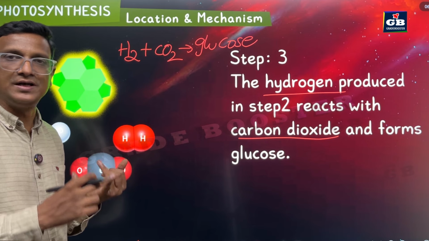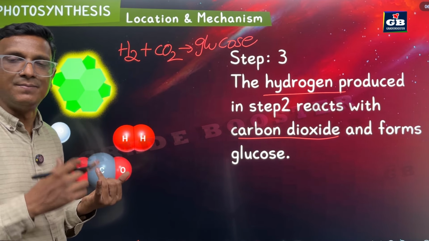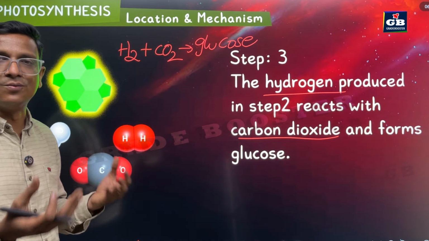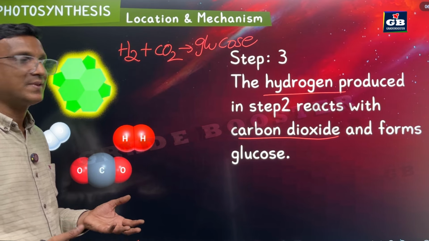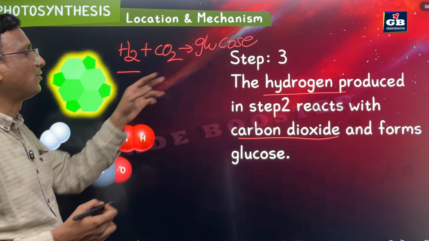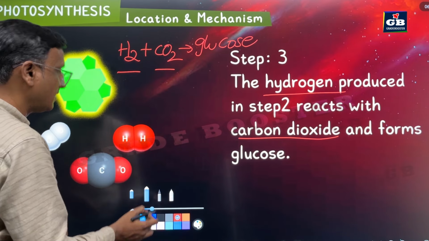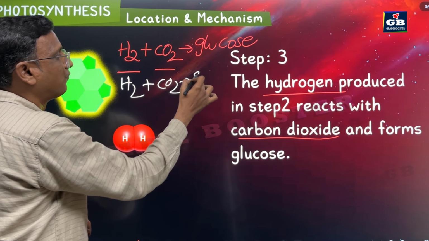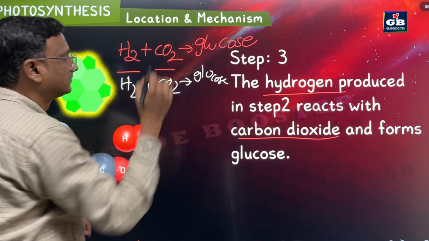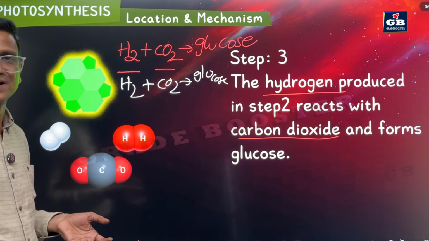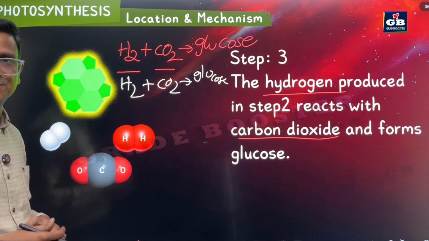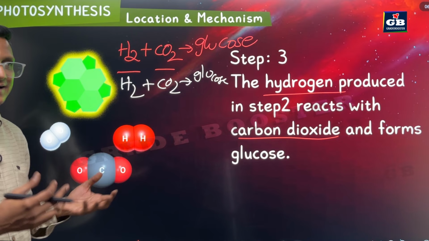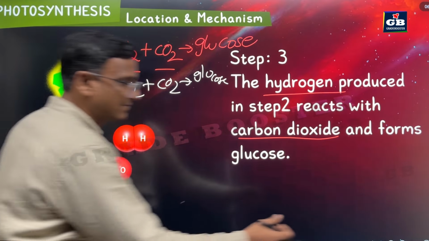So these are the 3 steps. Step 1, chlorophyll gets activated by the light and becomes light activated chlorophyll. Step 2, the light activated chlorophyll molecule splits the water molecule. And step 3, the hydrogen produced in step 2 reacts with carbon dioxide and it forms glucose. So in 3 simple steps we learned the mechanism of photosynthesis. Let us have some more details of this mechanism.